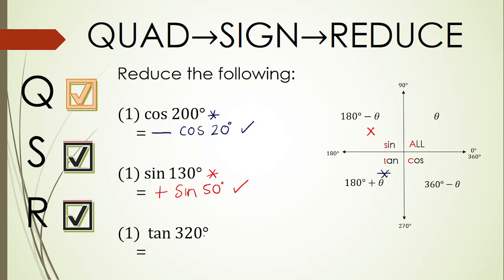Let's look at the last one. 320. Okay, let's do this one in green. 320 is in quadrant 4. It falls between 270 and 360. Well, what is tan's sine in this? Well, only cos is positive here. So this is going to be negative. So we've got the sine. Now we're going to reduce. Well, the formula is 360 minus. 360 minus what is 320? 40. So negative tan 40. Great.